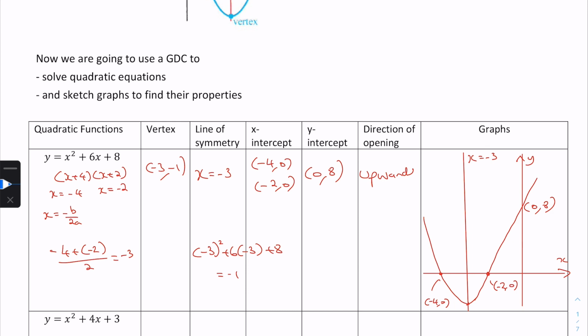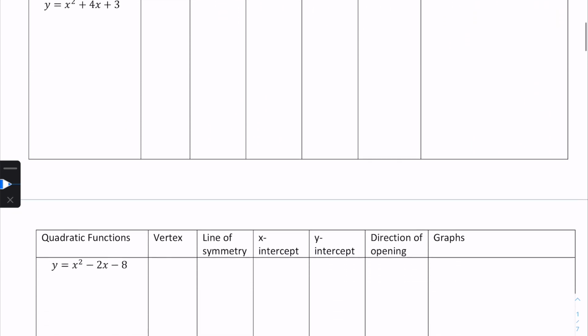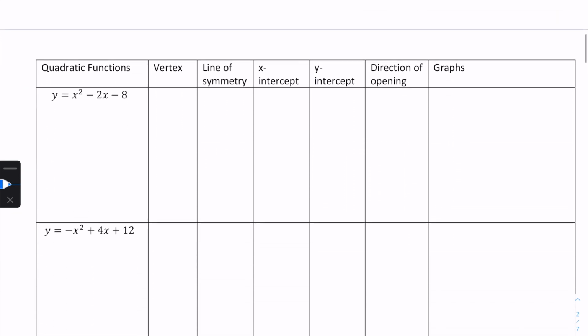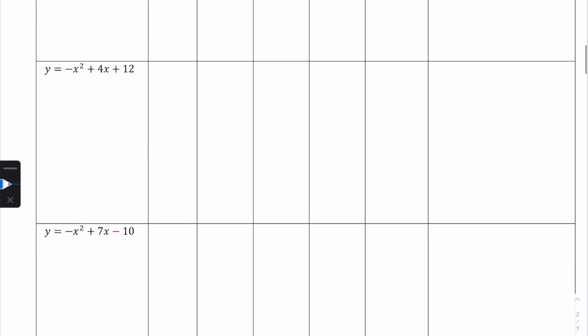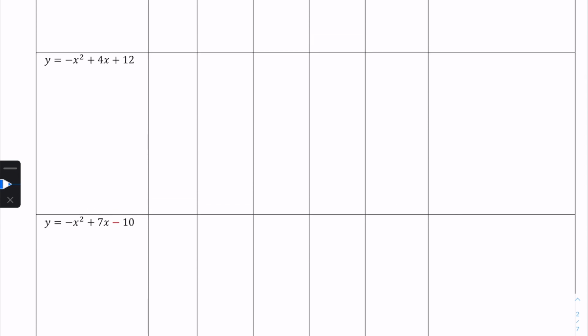So for the remainder, you want to do all that and double check everything. You may use the calculator to double check all your answers. Obviously, just to clarify, this will be a negative, so downwards, and downwards, and downwards. Okay.